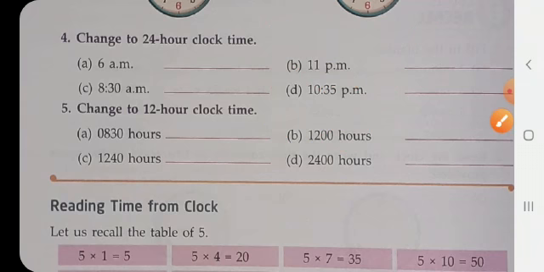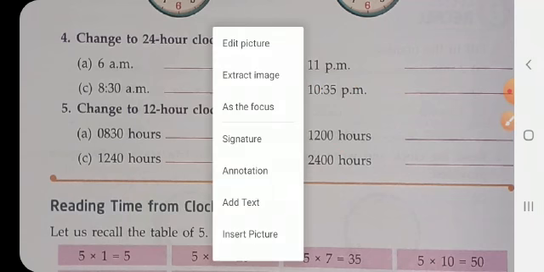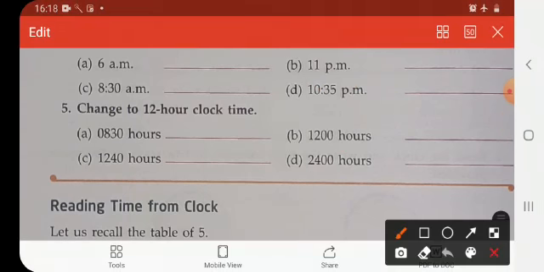Now let's see 6 a.m. This will be written as 6 hours. 11 p.m. is 23 hours because it is at night. So check out all these clocks and then write what the time is.